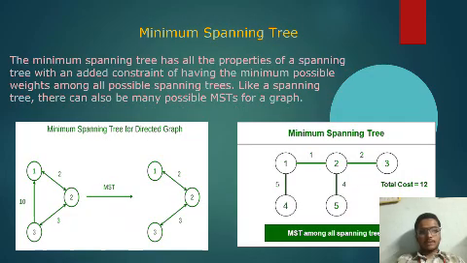The minimum spanning tree has all the properties of a spanning tree with an added constraint of having the minimum possible weights among all possible spanning trees. Like a spanning tree, there can also be many possible MSTs for a graph.